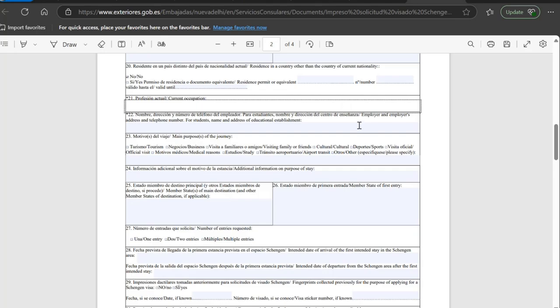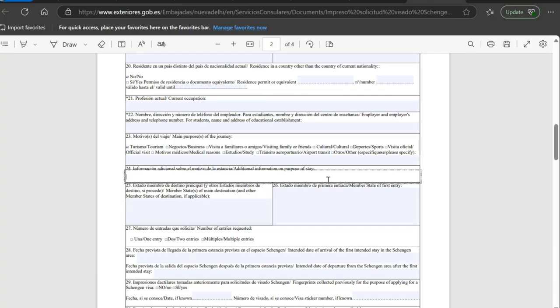Okay. For student, name and address of educational establishment. Employer for employed guys, your employer's information. Main purpose of your journey, why you wanna go. Tourism. Okay. And explain. No, as explained is not required. Is for other categories. You can just stay. Additional information on purpose of stay. Yeah, you can put details why you wanna go and any other thing.